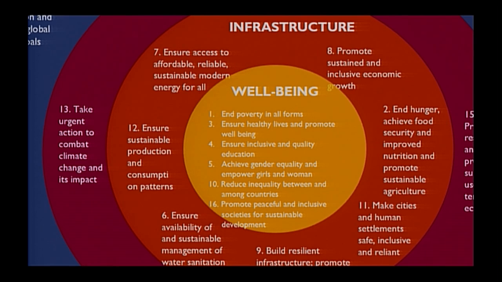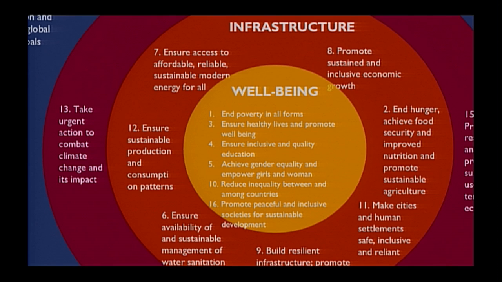So UN SDG 1 is around ending poverty in all forms. The third one is around ensuring healthy lives and promoting well-being. Number 4 is around ensuring inclusive and quality education. Number 5 relates to gender equality and empowering girls and women. 10 is about inequality, and 11 is about promoting peaceful and inclusive societies.